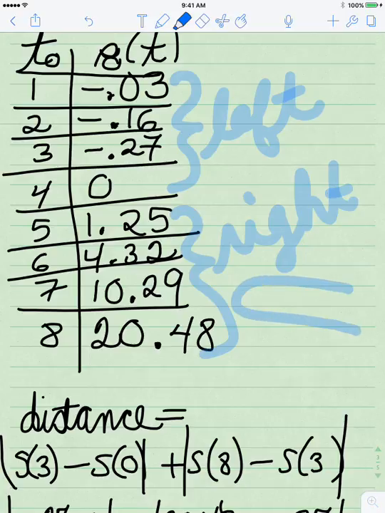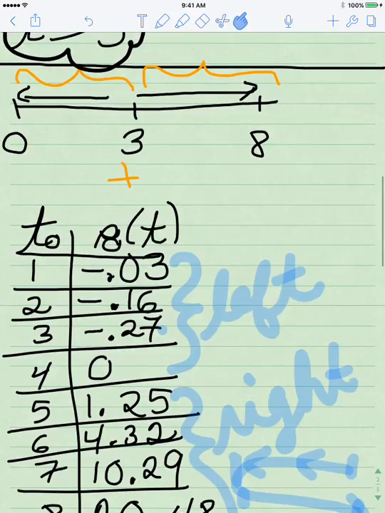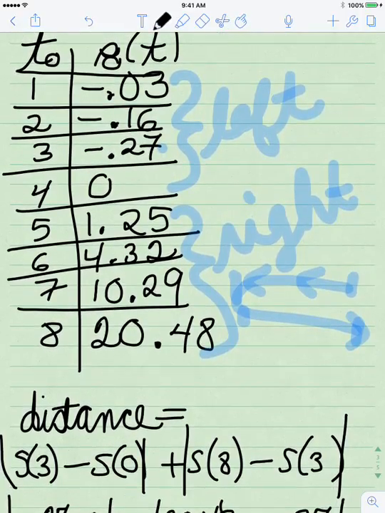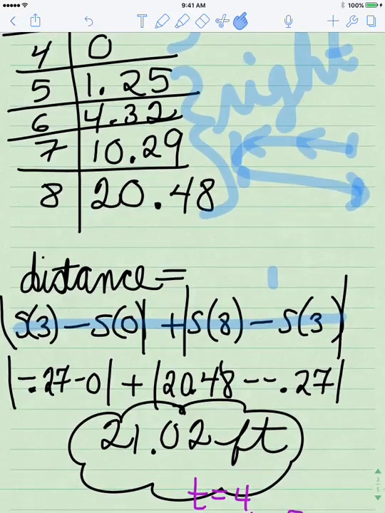And the distance is going to be the absolute value of this length plus this length, and I'm going to find each length by the absolute value. So again, this chart comes in really handy. My distance is going to be the absolute value of S of 3 minus S of 0, because that's where it is right before it changes direction, plus the absolute value of S of 8 minus S of 3. So kind of like what we said here, it's going to be this distance plus this distance. And let's go ahead and see. So the absolute value of negative 0.27 minus 0, plus the absolute value of 24.48 minus a negative 0.27. Watch your signs here.